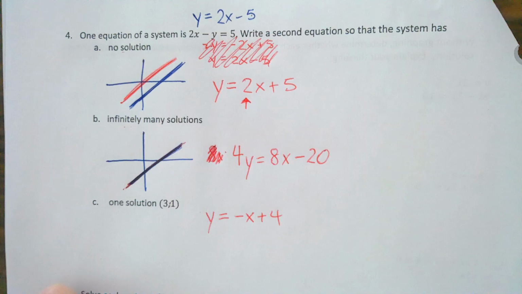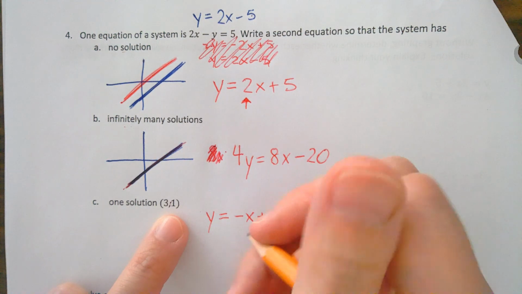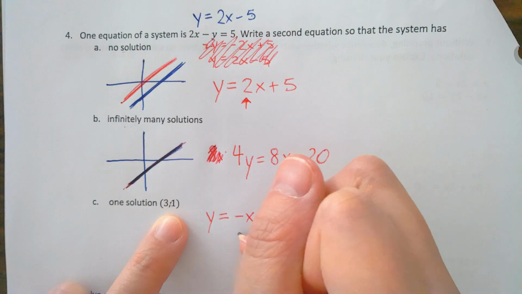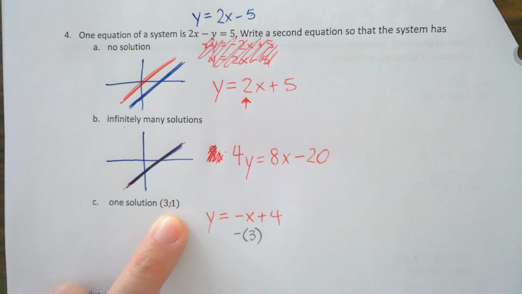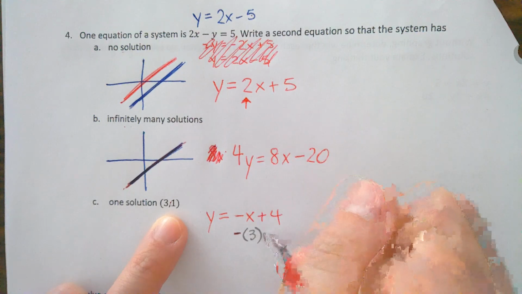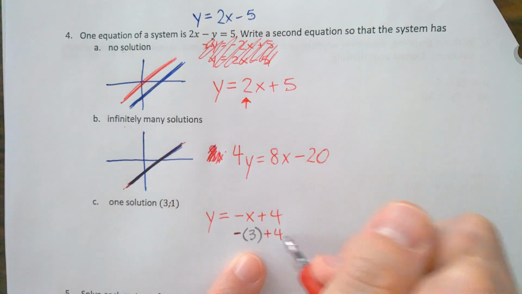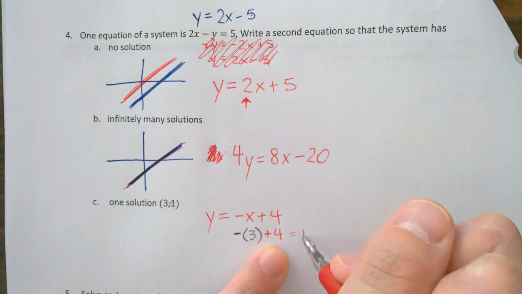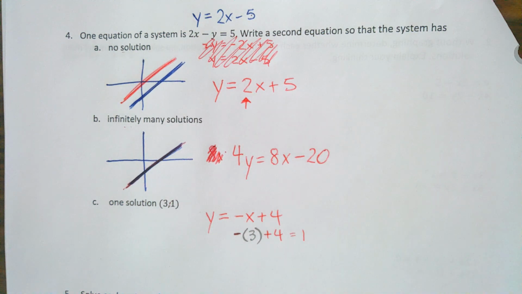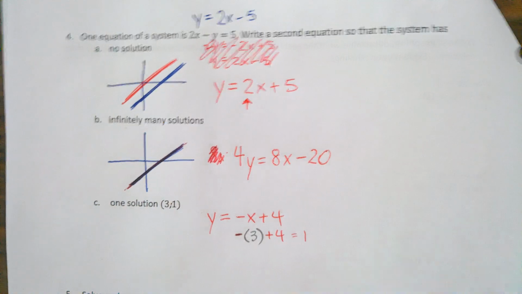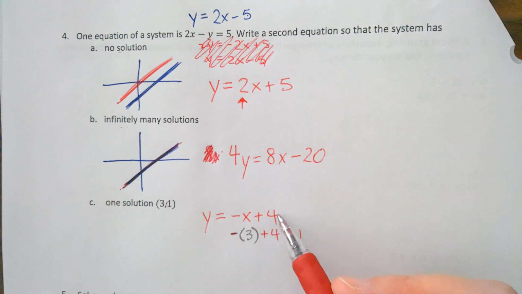All right, so let's check. If I plug in 3 in here, negative 3 plus 4 gives me 1. So (3, 1) does work. Okay, so then this is my equation. There could be a lot of different equations.